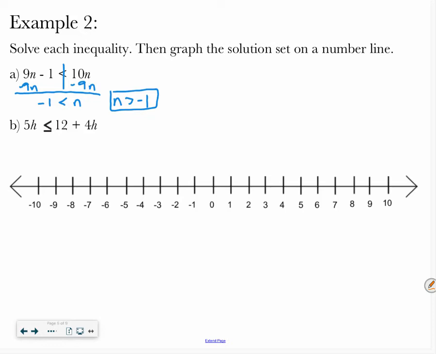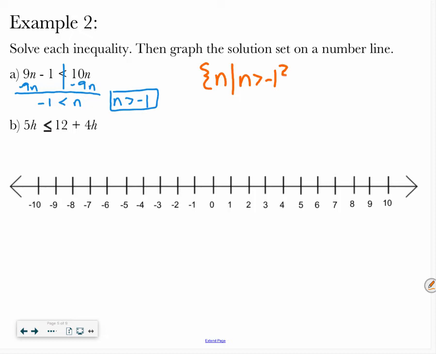And now I want to practice writing it in that set builder notation. So the way you do that, you do a squiggly or curly bracket. You write what variable you're using. You do a vertical line. And then you write your inequality.